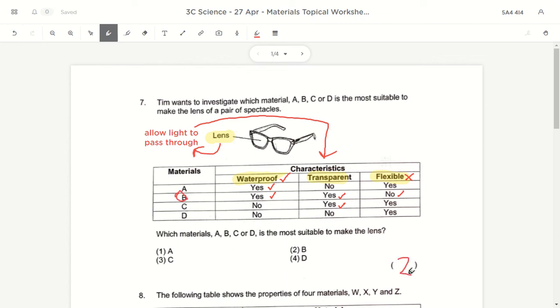Answer is B. Alright, because always go back to the properties of the material. I want the lens to be transparent, it allows light to pass through. I want the lens to be waterproof. So these 2 already tell us it's B, and adding that it is not supposed to be flexible, it doesn't need to be flexible. So no, so yes, yes, no, answer is 2.